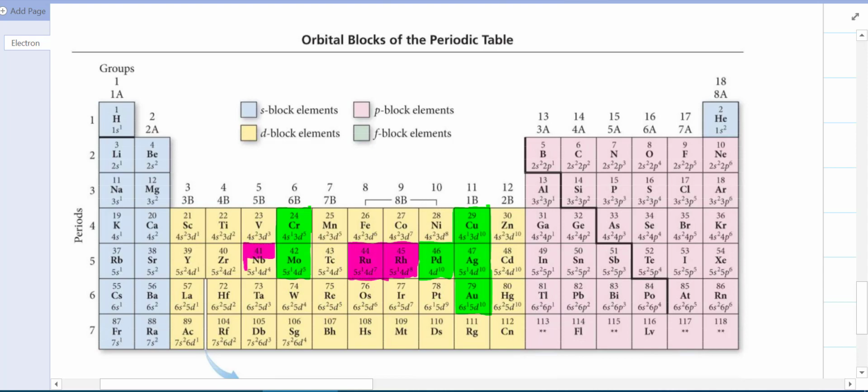Okay, niobium doesn't make sense. So it's 3, 4, 5, 6, 7, 8, 9. And platinum.